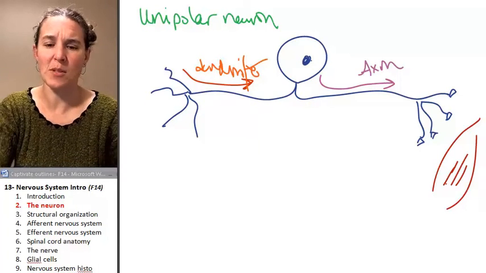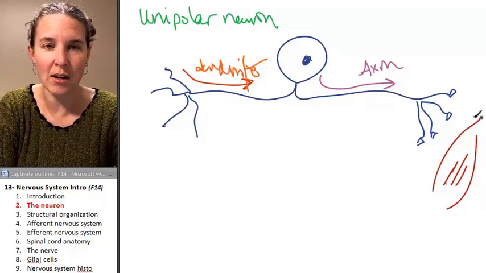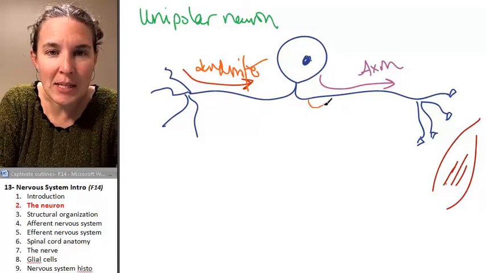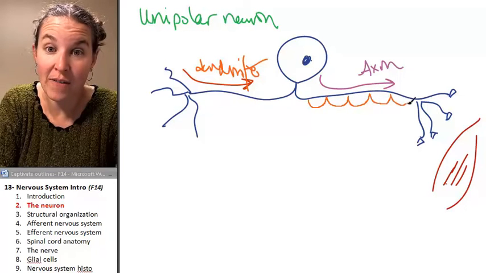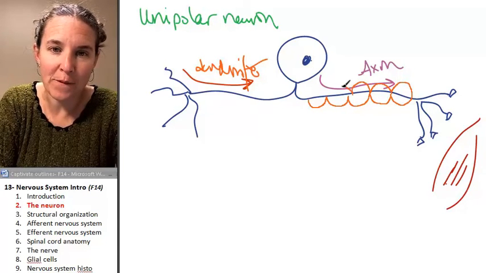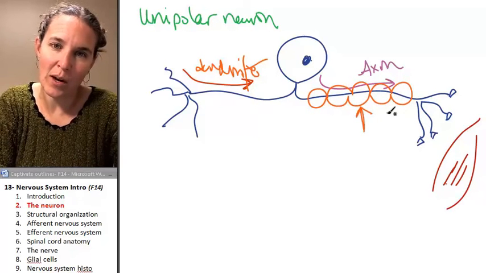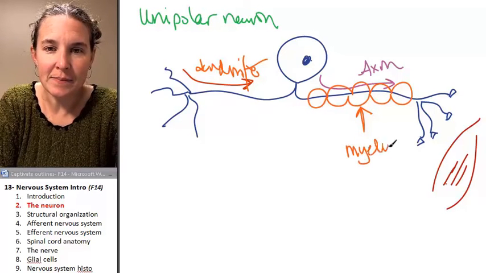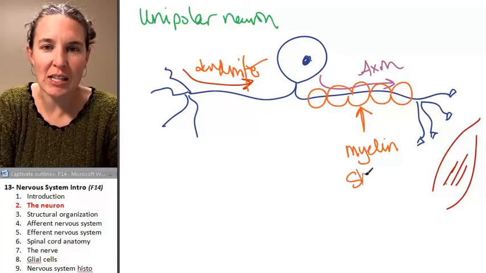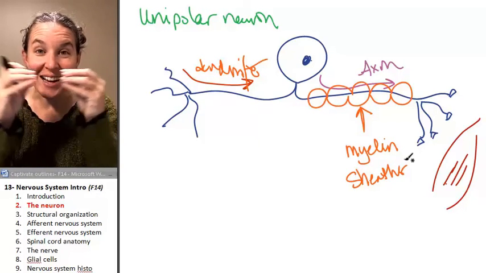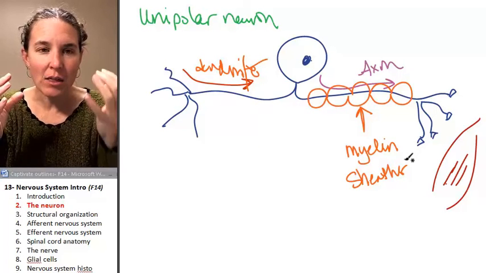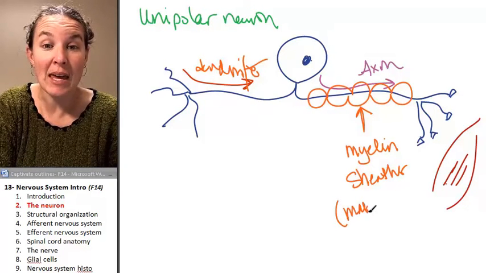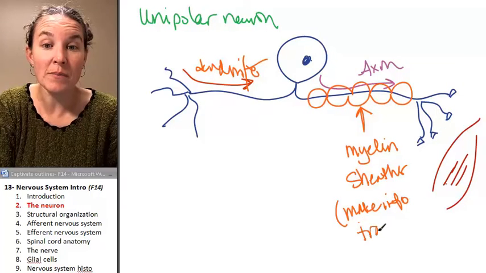One more thing. I'm so glad that I looked at my notes really fast to see this. Look, sometimes axons are covered with fatty blobs. And this is myelin. And so they make up these myelin sheaths. So the axon can be covered with little fat blobs. And these myelin sheaths make the information go faster. They make info travel faster.